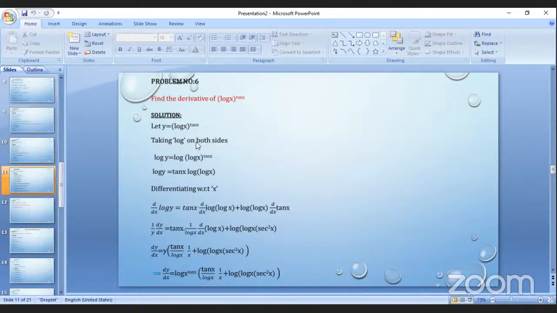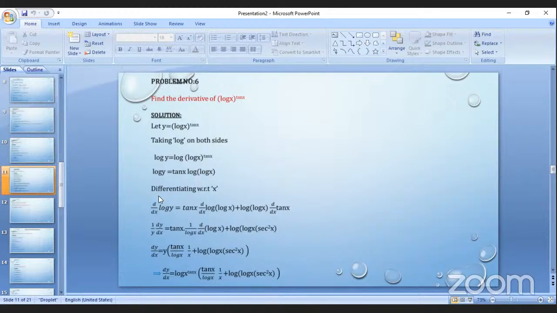So applying log on both sides, using logarithmic differentiation, taking log on both sides, we get log y equal to log of log x power tan x. Observe this, it is in the form of log a power m, which is equal to m into log a. m is tan x, a is log x. So tan x into log of log x.